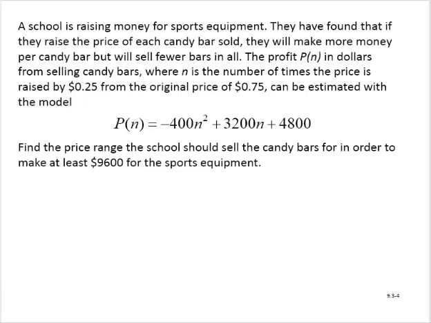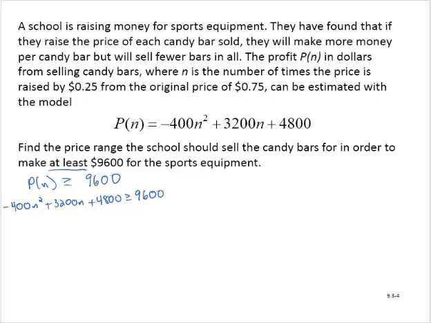Find the price range the school should sell the candy bars for in order to make at least $9,600 for the sports equipment. Alright, so we want to make at least $9,600. So I want the profit, I want P of n to be greater than or equal to 9,600. Making the substitution for P of n, that's negative 400 n squared plus 3,200 n plus 4,800 is greater than or equal to 9,600.